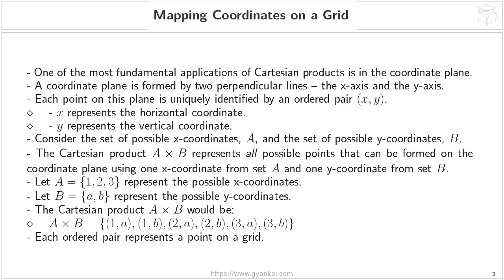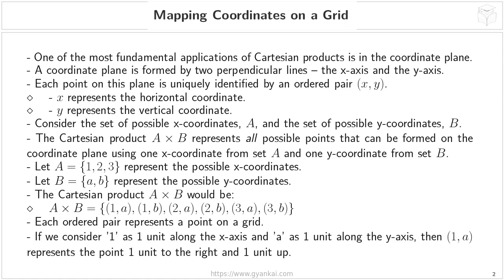Each of these ordered pairs represents a point on a grid. For instance, if we think of 1 as 1 unit along the x-axis and a as 1 unit along the y-axis, then the ordered pair (1, a) represents the point that is 1 unit to the right and 1 unit up from the origin. This is a fundamental concept, and it will become even clearer as we move on to the next slides, where we'll see how Cartesian products apply to even more real-world scenarios.